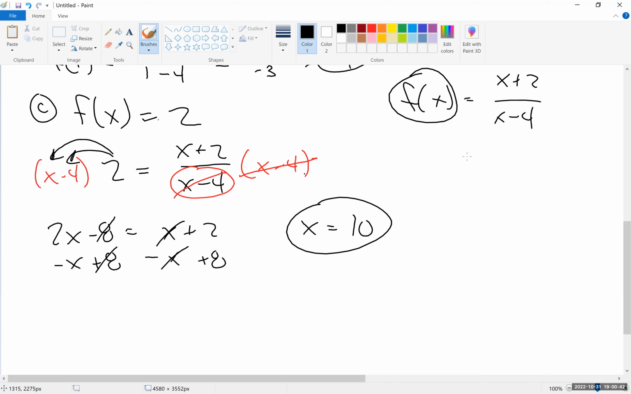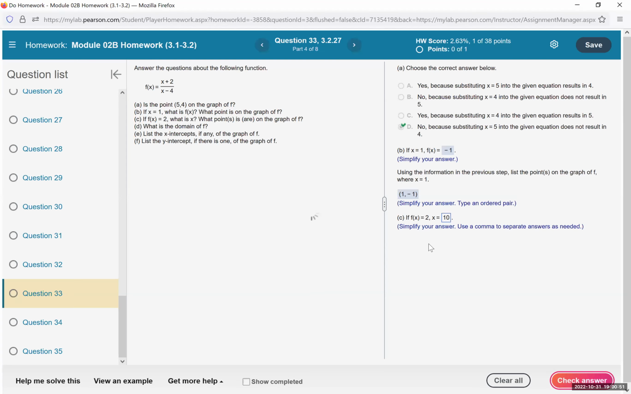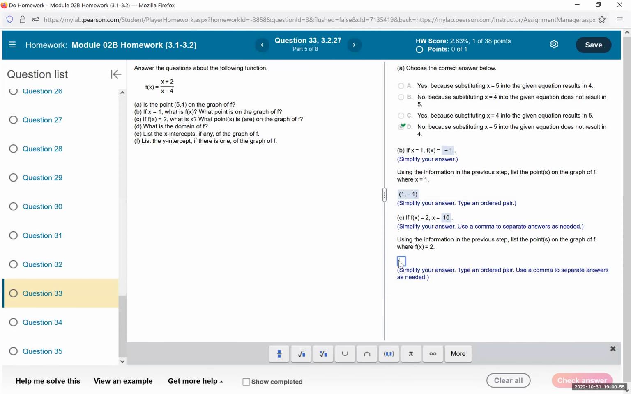10 is the x and 2 is the y. So it's going to be 10 and 2. So it's going to be x is 10. They just wanted the x. Now they want the ordered pair, which is going to be 10, 2. The x is 10, the y is 2.